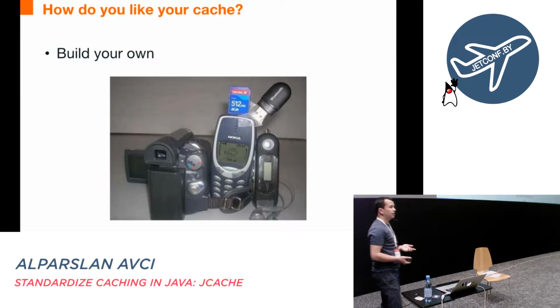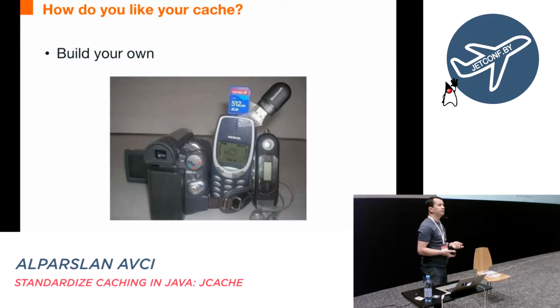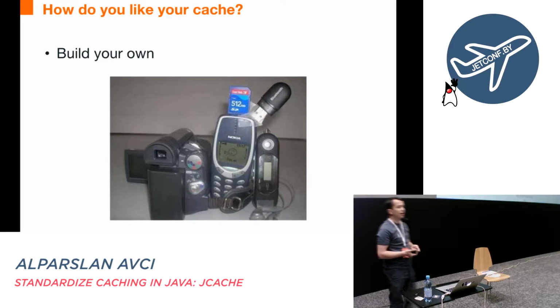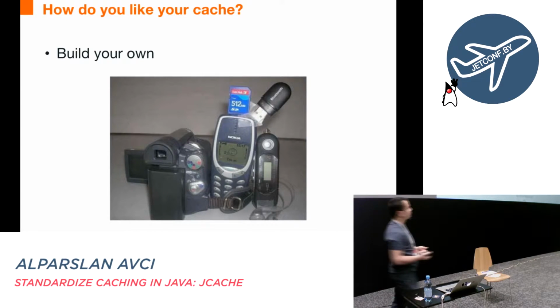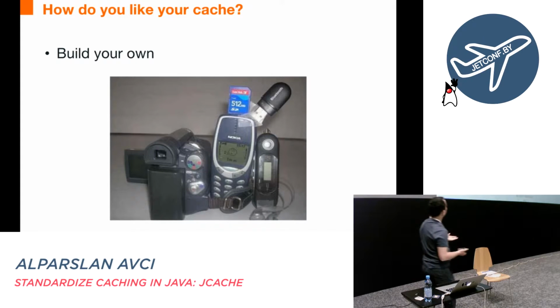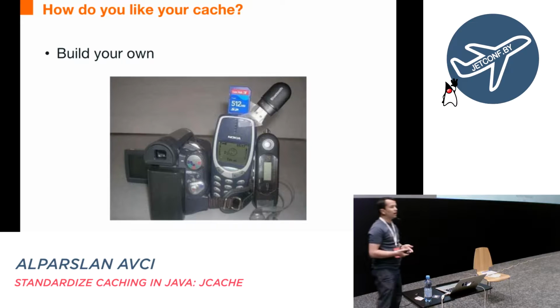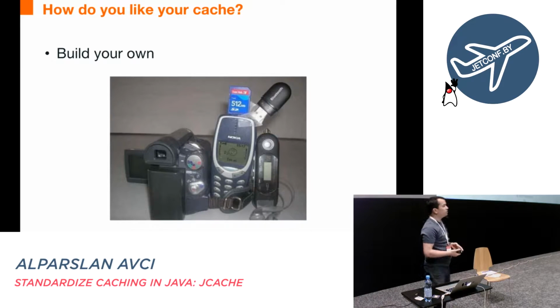Okay, in our application, we decided to use a cache. And here comes the question. How do we implement our cache? Our first option is to build our own implementation. And believe me, this is not a good approach, and probably it will fail you on most use cases.